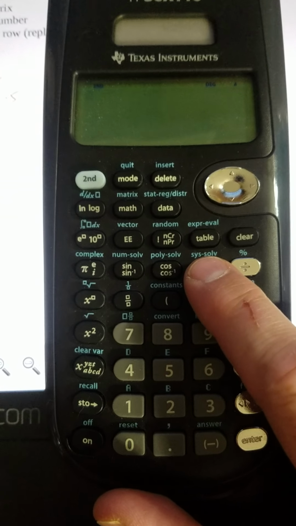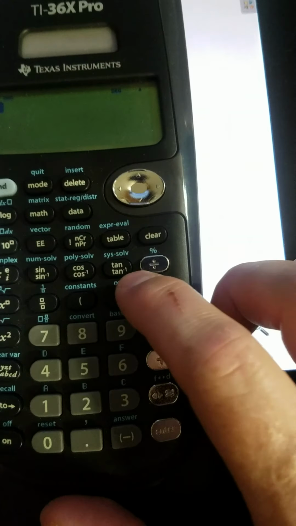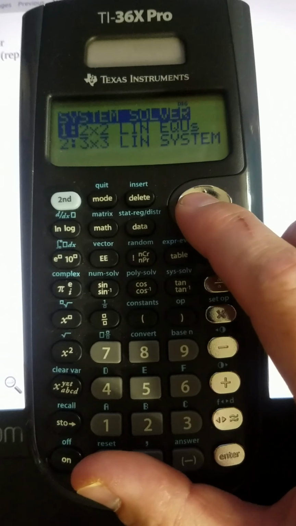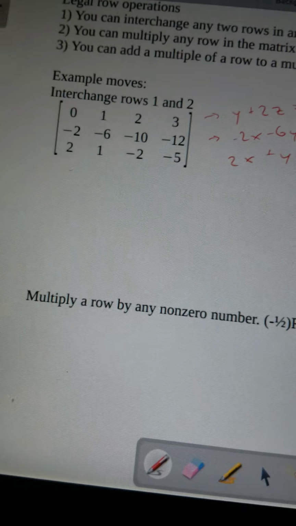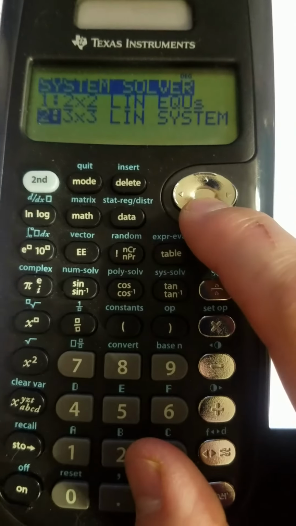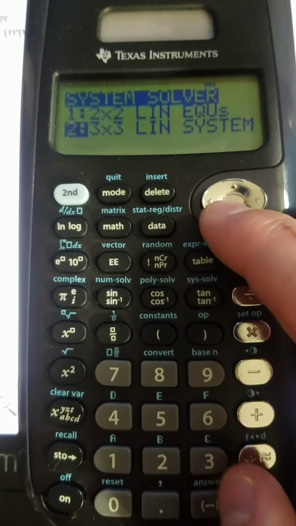It's the sys solver right here. So what I'm going to do is press second, and then this key to get into the sys solver. And I'm going to tell it this is a 3 by 3. What it means by 3 by 3 there is 3 equations and 3 unknowns. This one up here is 2 equations with 2 unknowns. This one's 3 by 3.